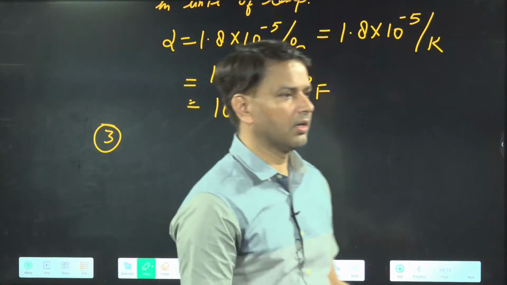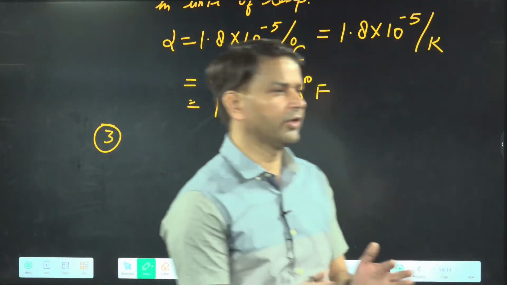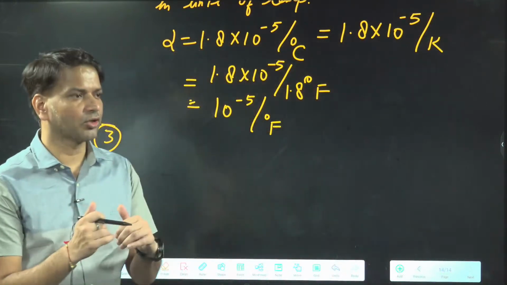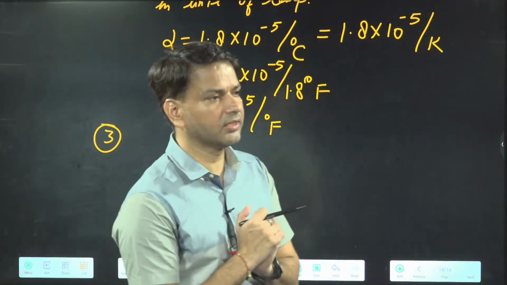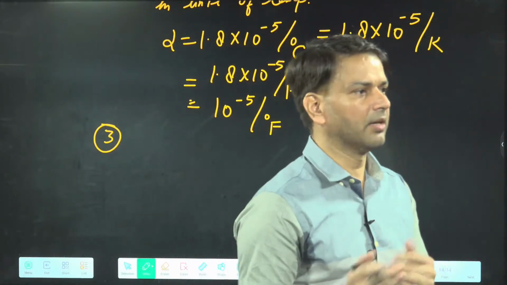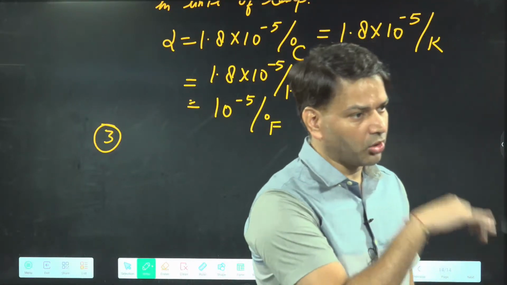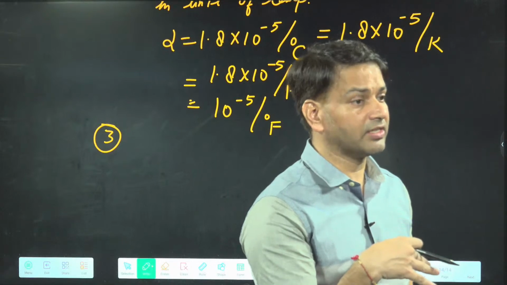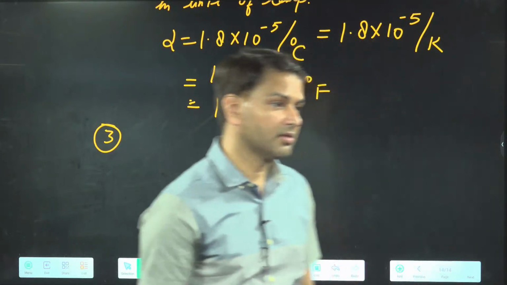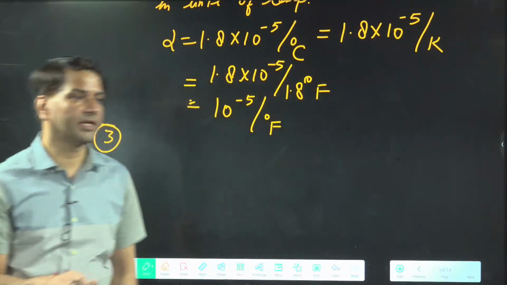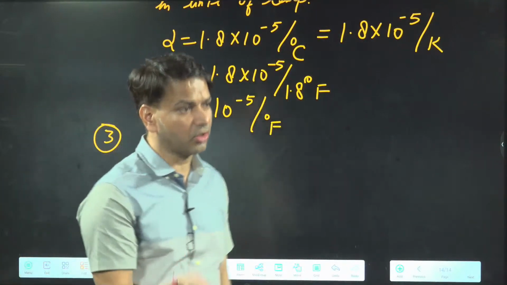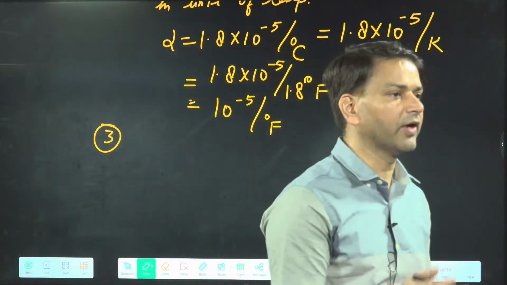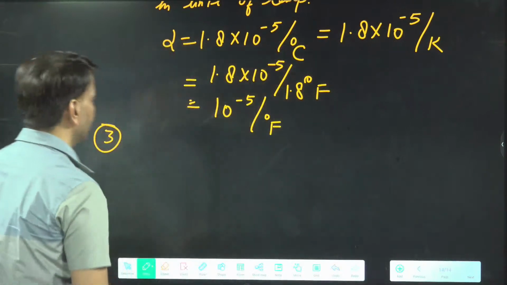Some solids, we know that they contract on heating, like rubber is an example. So the solids that contract on heating, their alpha value will be negative. So for solids that contract on heating, we can take alpha as negative.